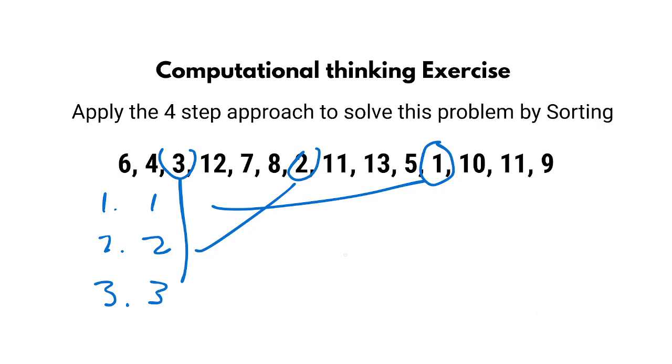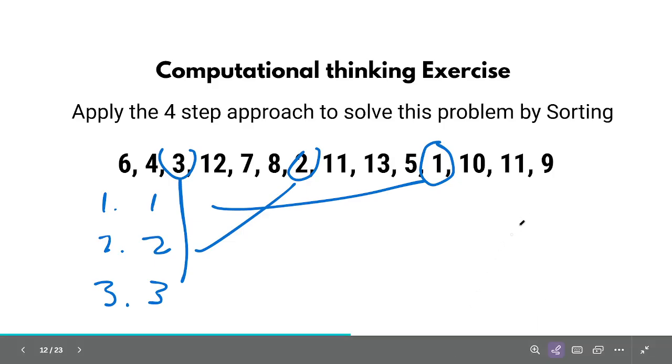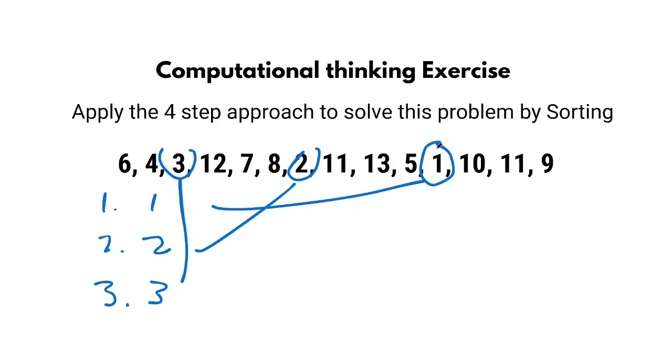The second step is pattern recognition. Can I find repeating patterns in this sorting problem? What I just did right here is repeated for the entire list until we get our sorted list. So the pattern here is we're looking through the list, finding the next number, and putting it into a sorted list.